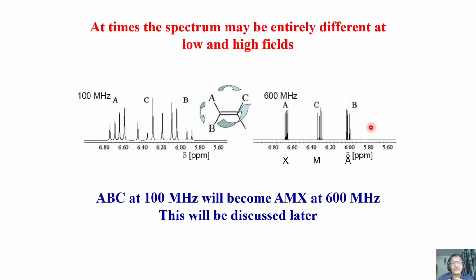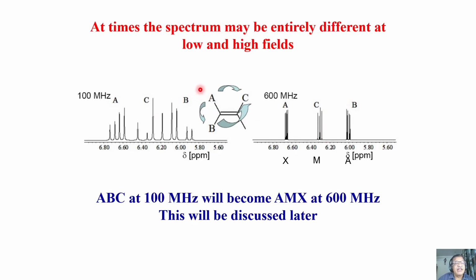You don't get confused thinking that you have made a mistake and this is not the spectrum of your molecule. No, same molecule. There is no mistake I have made. I have taken the same sample, recorded at 100 megahertz, and without getting confused, put the same NMR tube in the 600 megahertz spectrometer and recorded the spectrum. They appear different. Why does it happen? This is what we have to understand when we go to analysis of the spectra.